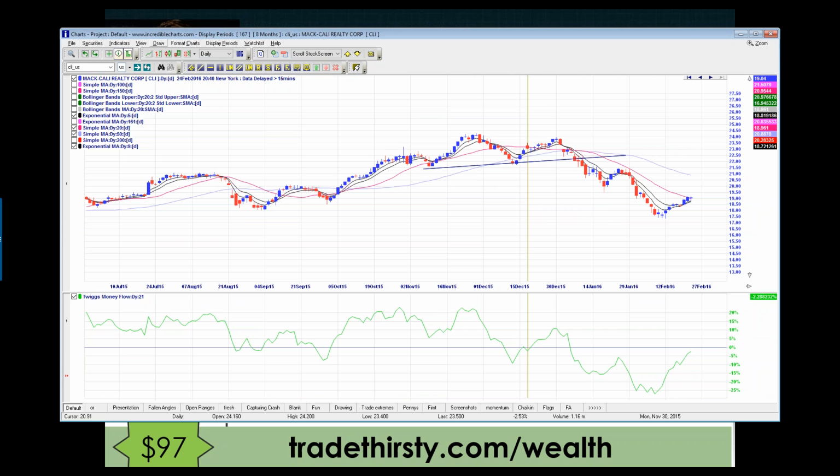There you go, head and shoulders. Left shoulder, head, right shoulder. So as it rallied up into that right shoulder, we bought the $22.50 April puts back in December, and actually just about $2.50 puts, April expiration, and wrote it down.